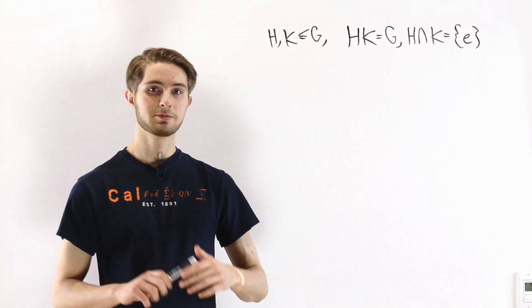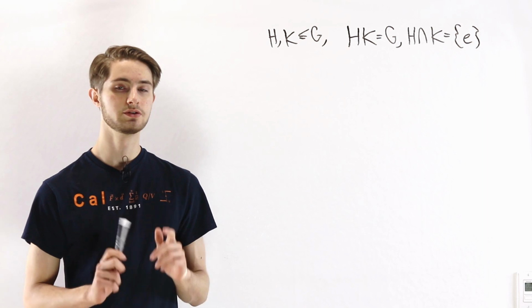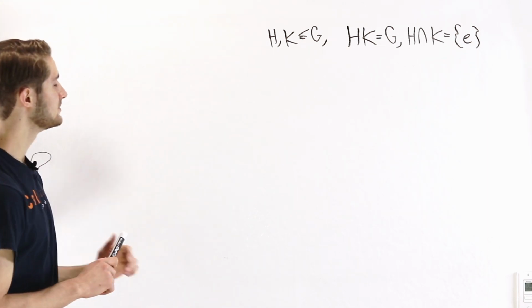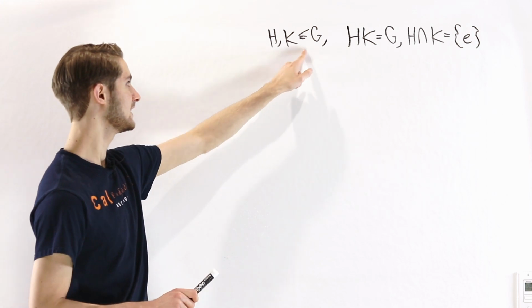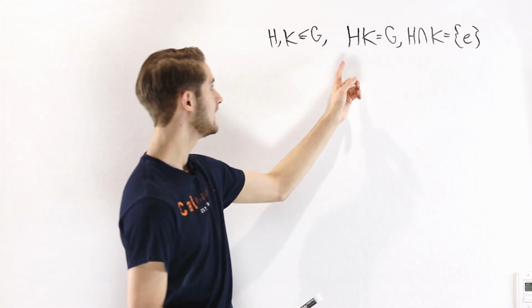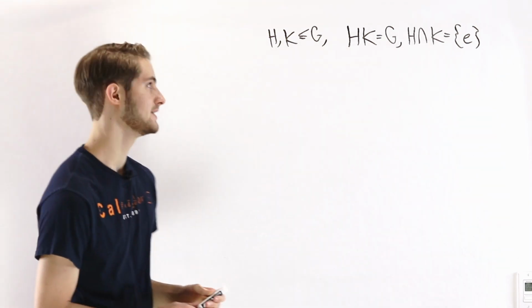So we are going to talk about the definitions of inner and outer semidirect products. To do that, we're going to start by looking at complements. So we say that two subgroups H and K of a larger group G are complements if HK equals G and H intersect K is the identity.